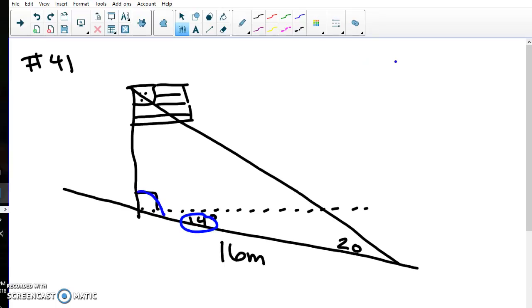We have a situation, a flagpole standing on the side of a hill. The flagpole is perpendicular to the horizontal, of course, but the slope of the hill makes a 14-degree angle with horizontal. So we have this 90 degrees plus 14, a 104-degree angle here. We have a 20-degree angle from the bottom, it says, from the shadow end to the tip of the sun. So 124 from 180, that'd be 56 degrees, 56 up here. So we're going to set up our ratio.